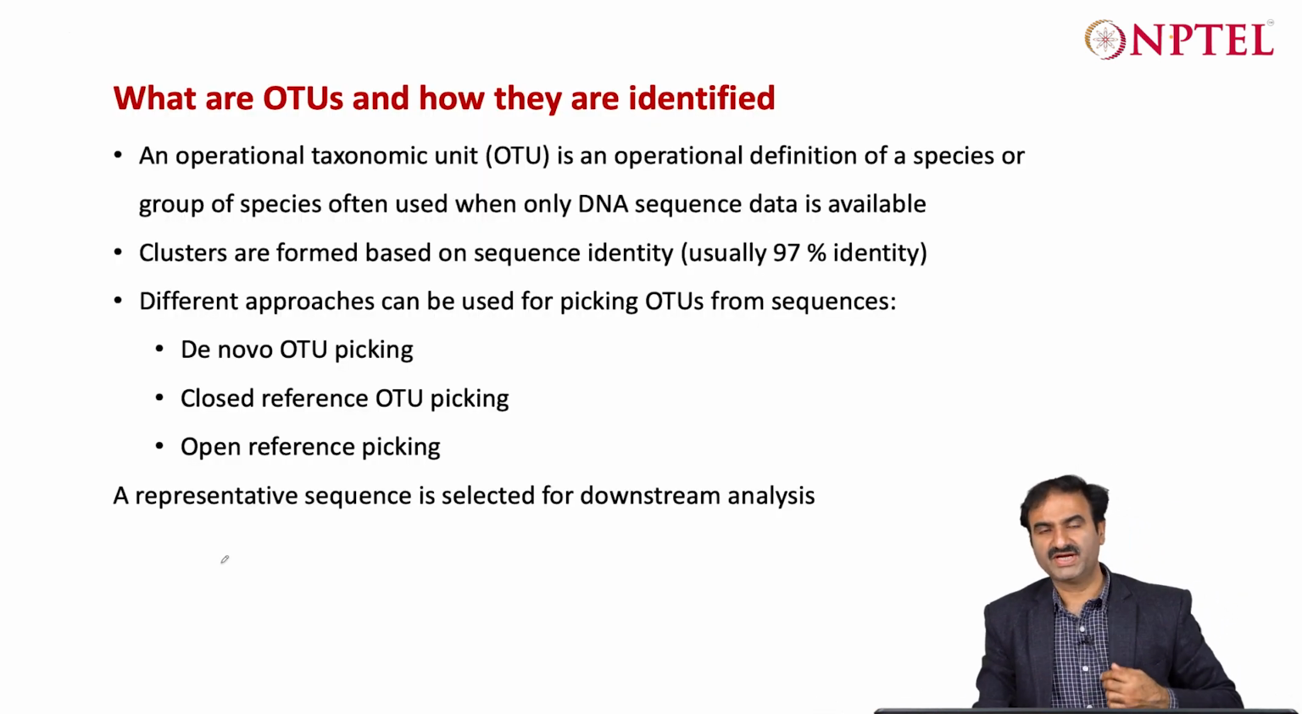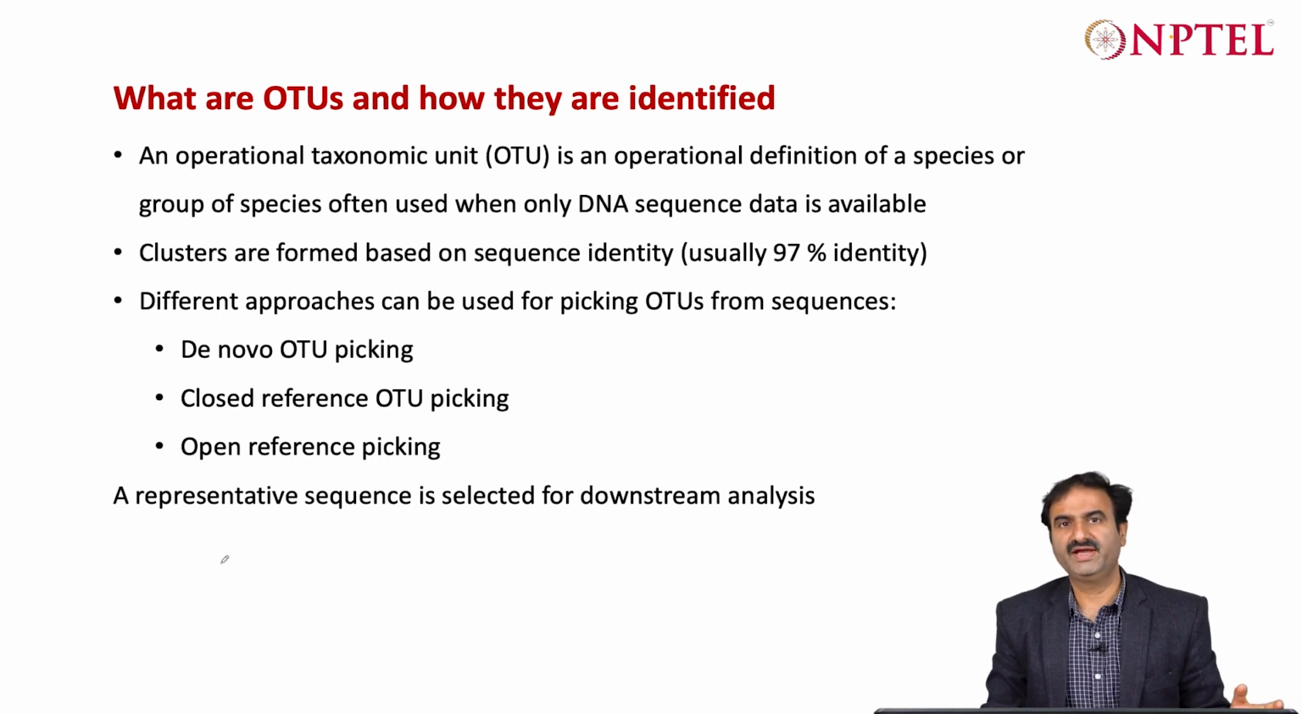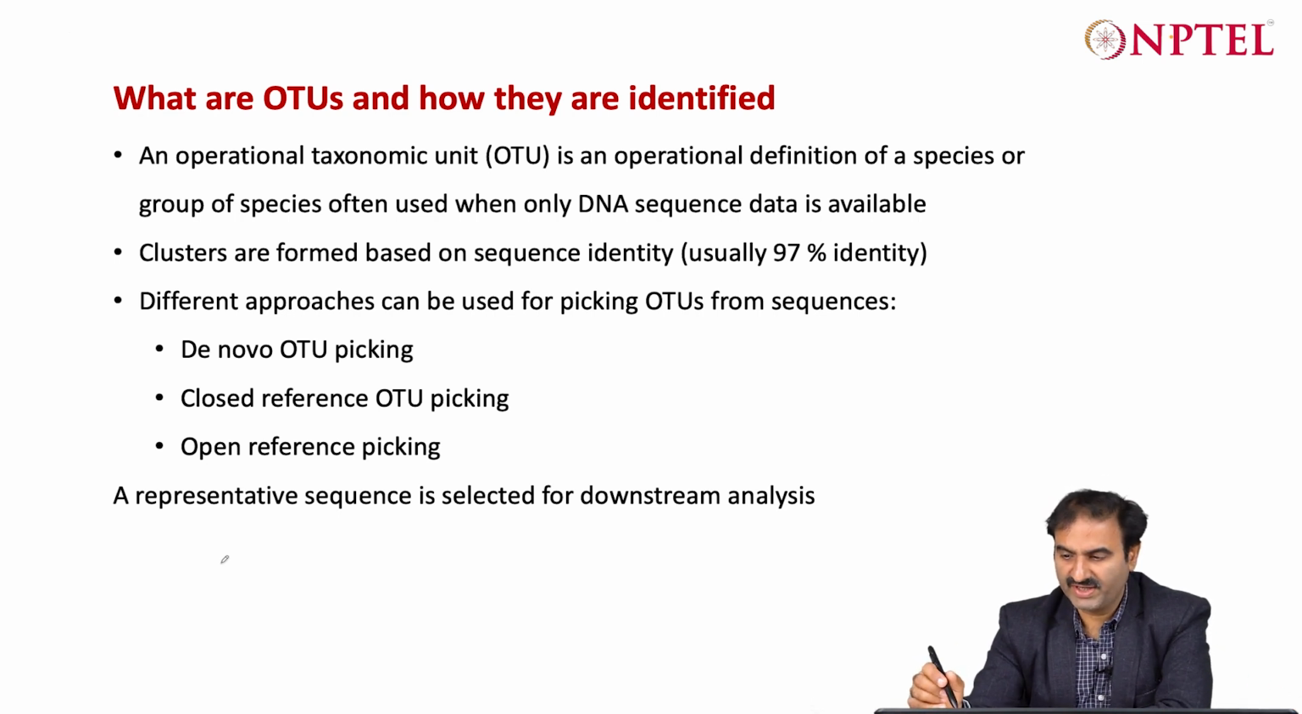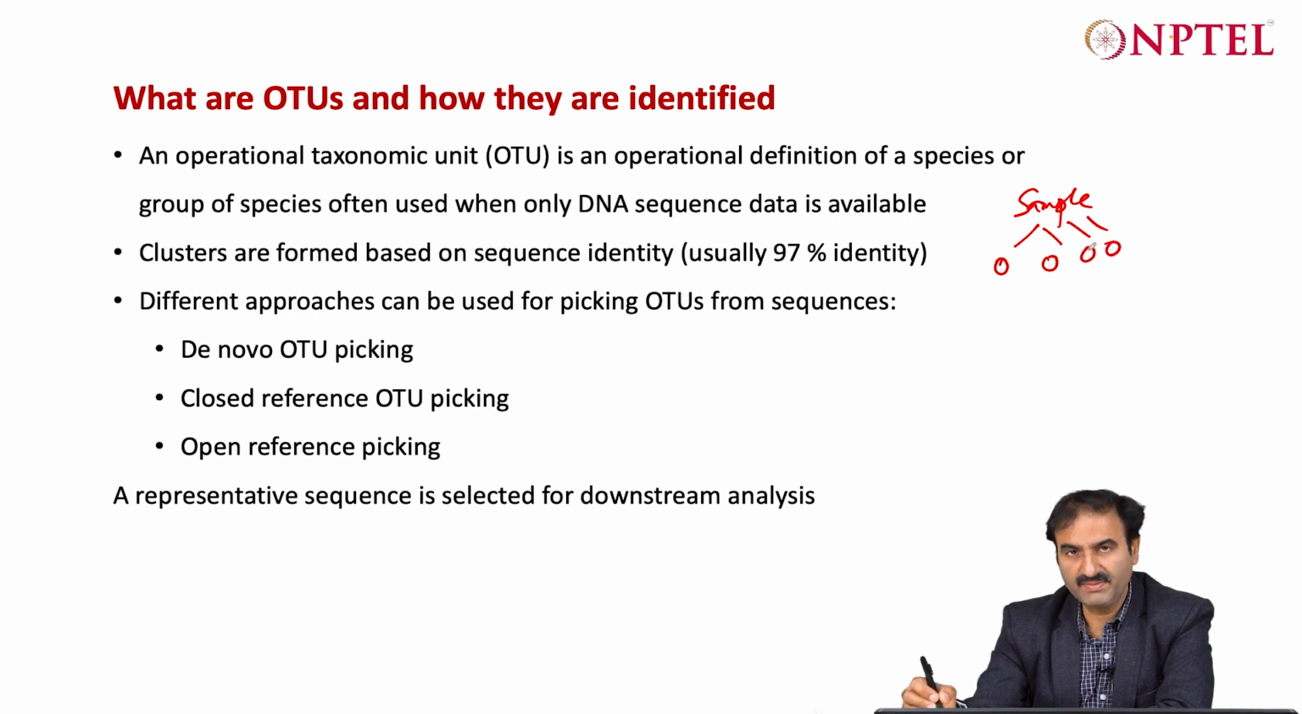Basically QIIME is aimed at identifying the operational taxonomic units, or OTUs, or these days what are called amplicon sequence variants, ASVs. So what is an OTU? You started by collecting a sample. The sample contains multiple types of bacteria, in multiple copies, because in a lake it is not that one bacterium is present once. There could be thousands or even lakhs of bacteria in multiple copies.